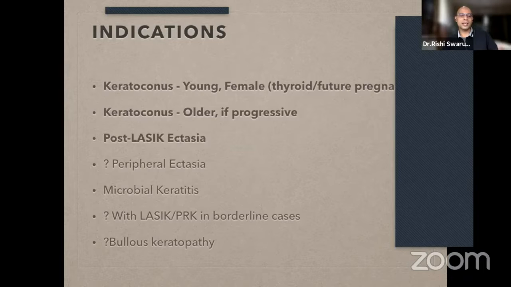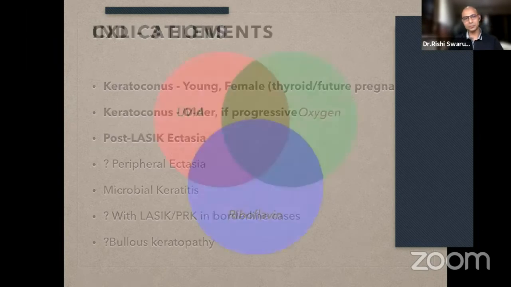And additional indications for which people are using cross-linking is microbial keratitis, refractory microbial keratitis. Essentially, the UV rays are supposed to kill microbes, and it has shown some benefit in certain subset of patients. People have also combined it with refractive corneal procedures like LASIK and PRK in borderline cases, but the evidence is not very strong for these. And also for bullous keratopathy to prevent the recurrent bullae formation, it has been used with some success.